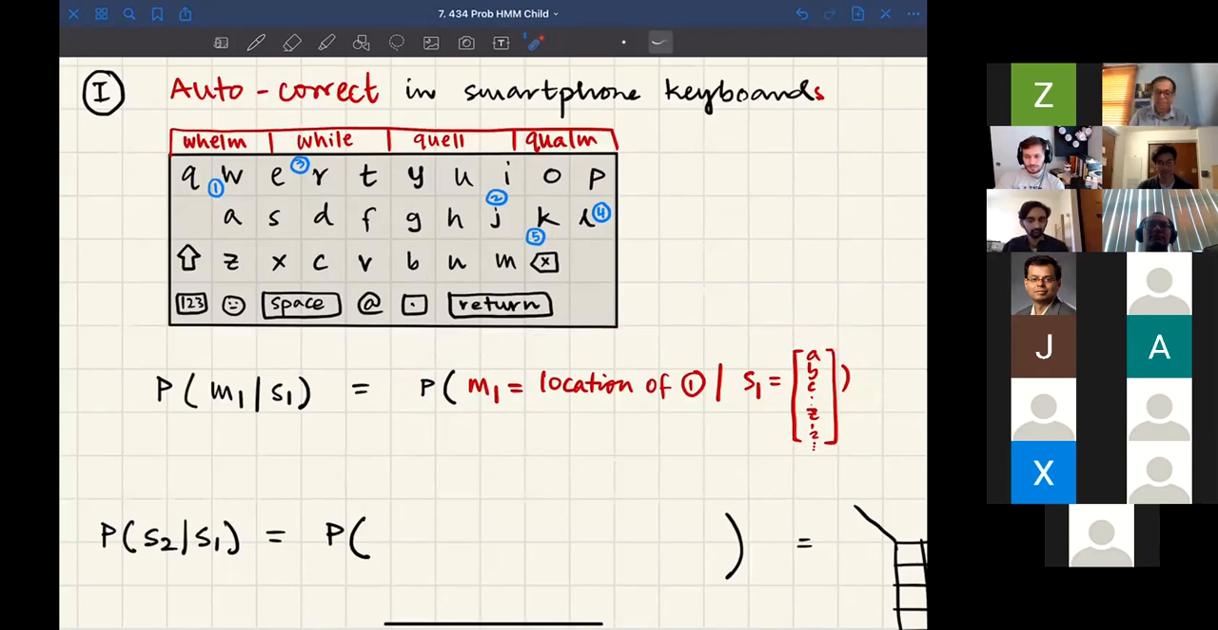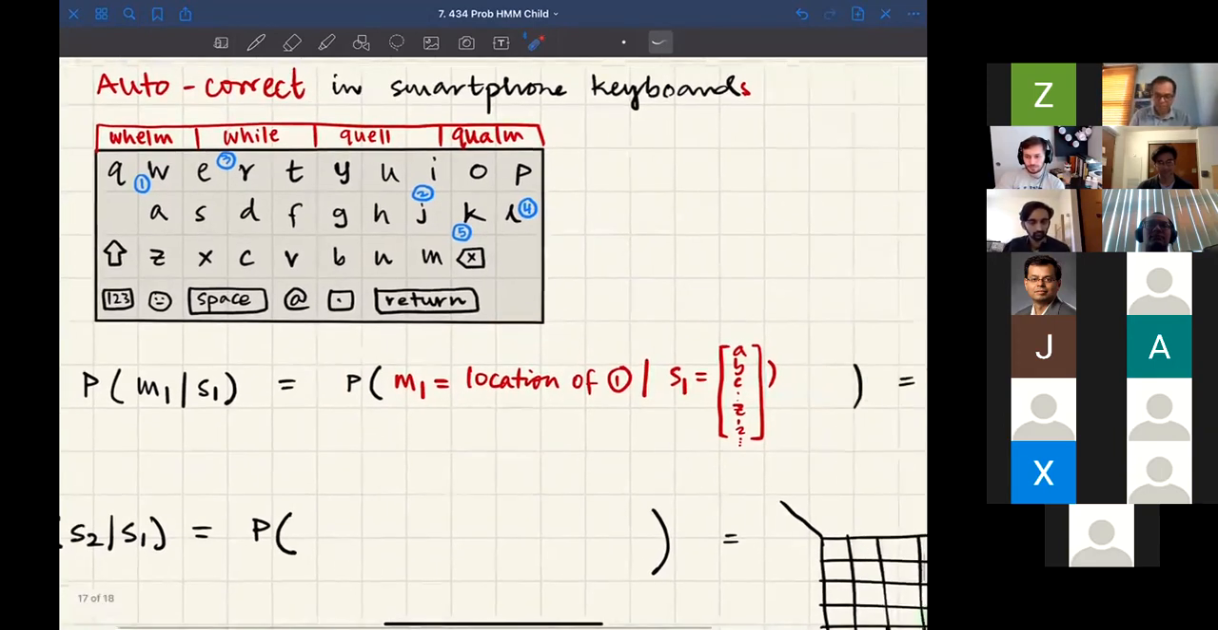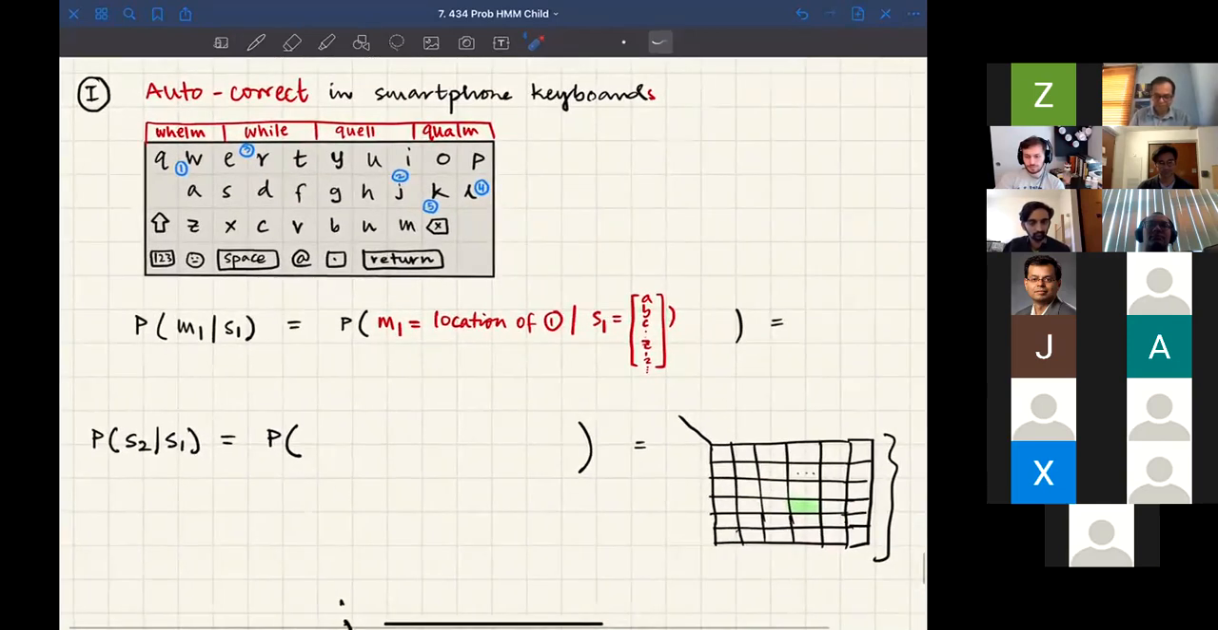Hey, this is easy, no? Why is this easy? Tell me, why is this easy? Okay, how do you calculate this? The probability of M1 equals location of 1 given S1 equals A, B, C, D all the way till Z, 1, 2, 3, and so on. How do you get this?